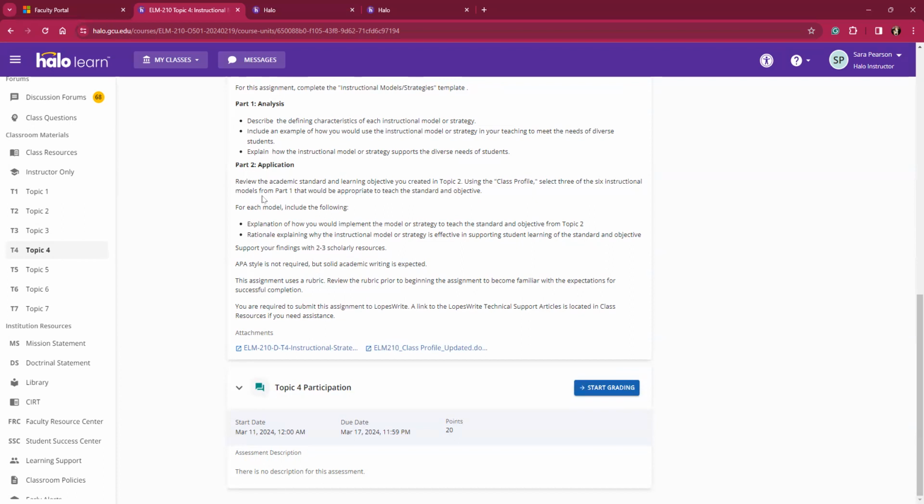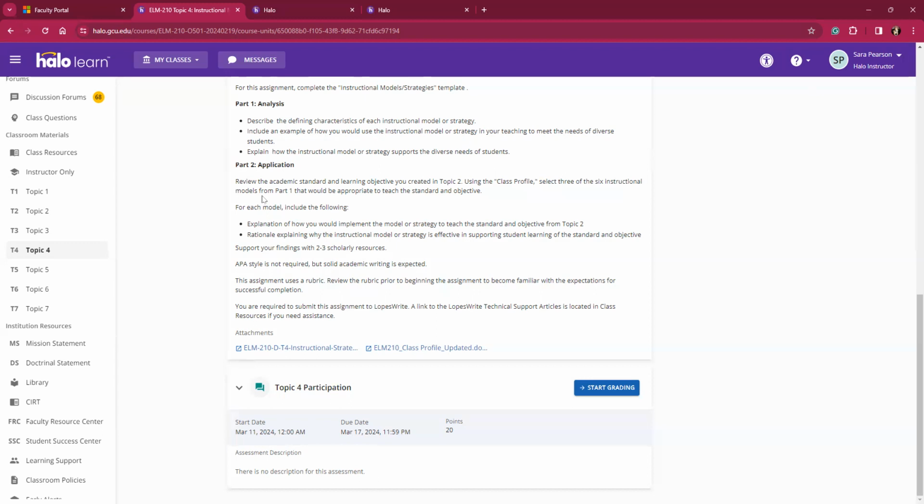Because what we're doing is we're slowly building a lesson plan. You've already made your standard, chosen your standard, you wrote objectives, then you wrote assessments. Now we're going to talk about different things we can do to teach this standard. So this week you're taking that same standard and you are saying, now here are different ways I can teach it.